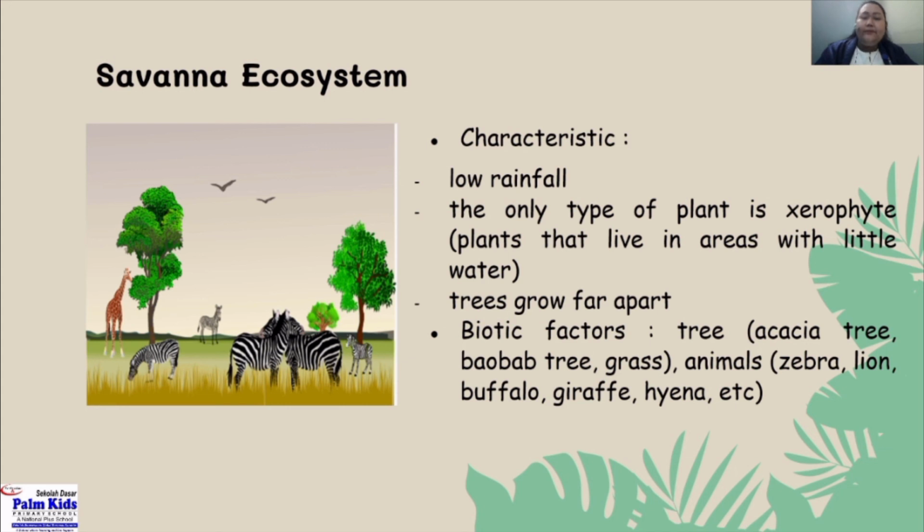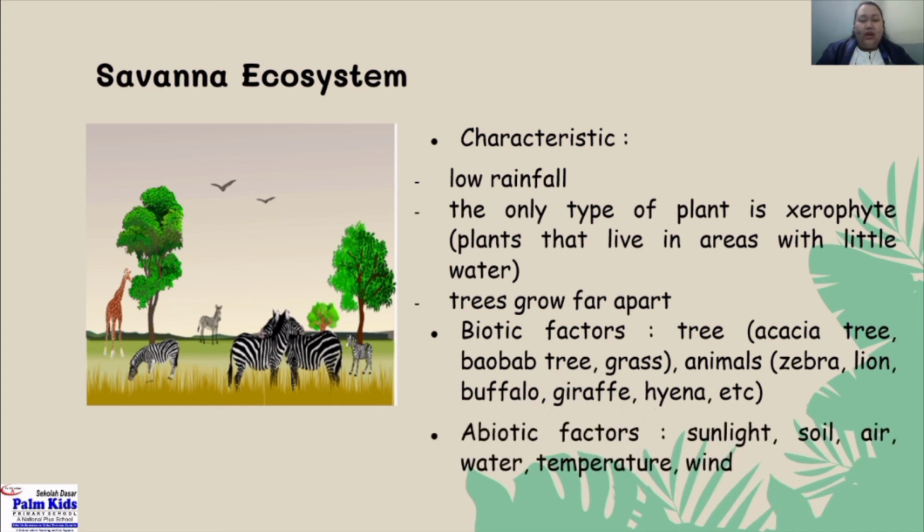Okay, and then the biotic factors are plants in the savanna like acacia tree, baobab tree, grass, and then the animals are like zebra, lion, buffalo, giraffe, hyena, and others. And then abiotic factors are like sunlight, soil, air, water, temperature, wind, rocks. There are some rocks too.